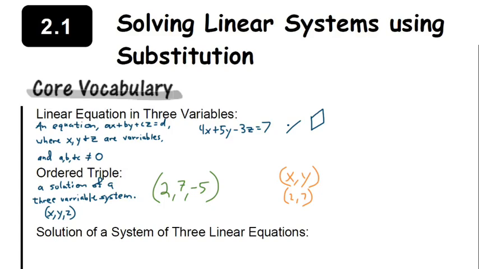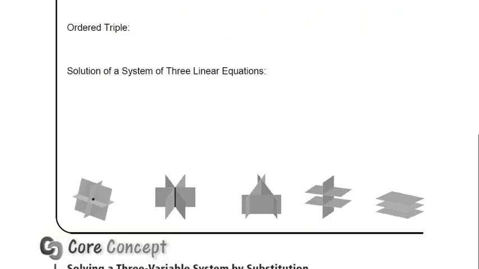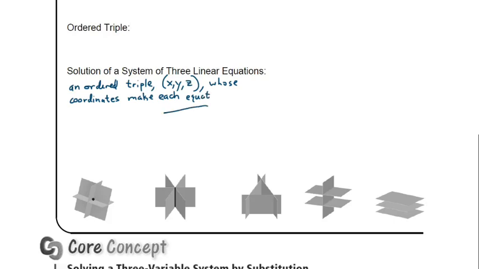A solution to a system of three linear equations is an ordered triple, remember that's parentheses x, y, and z, whose coordinates make each equation true. Basically, a solution to the system.